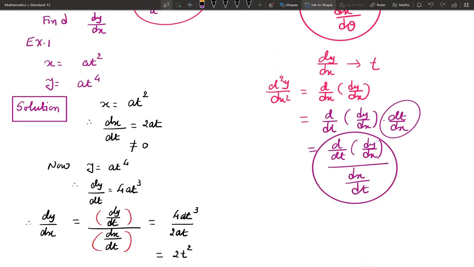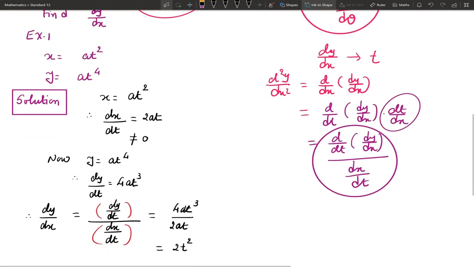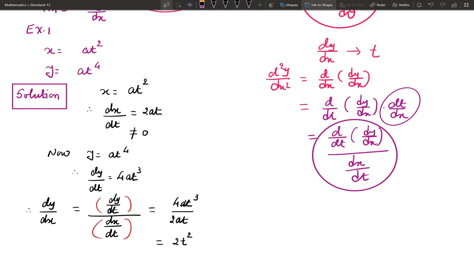So x equal to at square, y equal to at raised to 4. In that case, dy by dx, dy by dt upon dx by dt. So it is 4at cube upon 2at, 2 twos are 4, so 2t square.